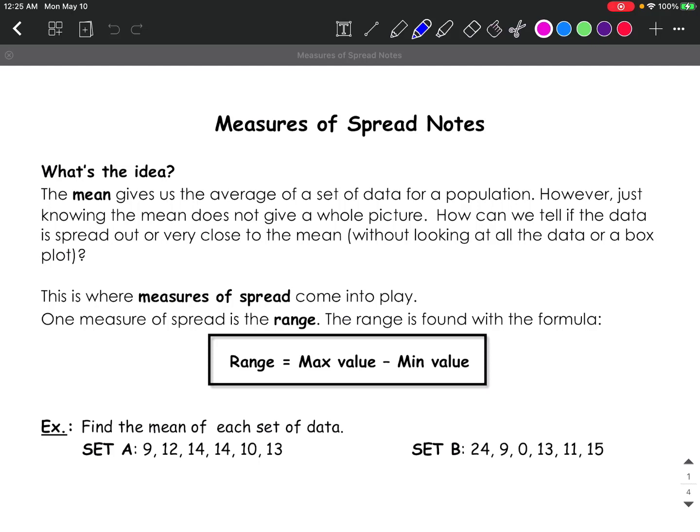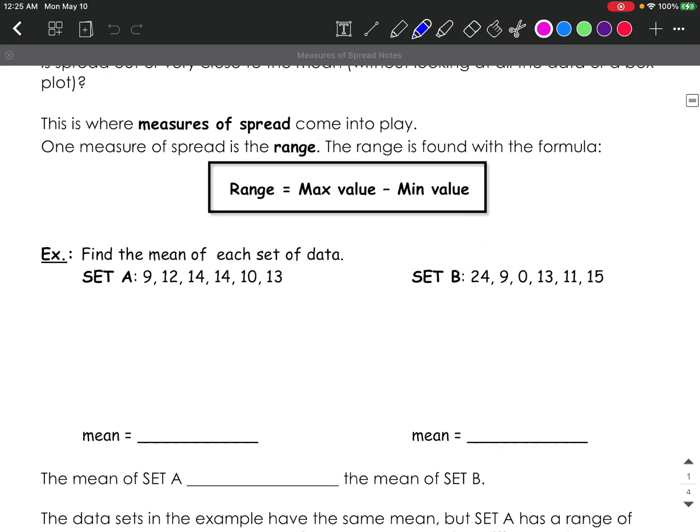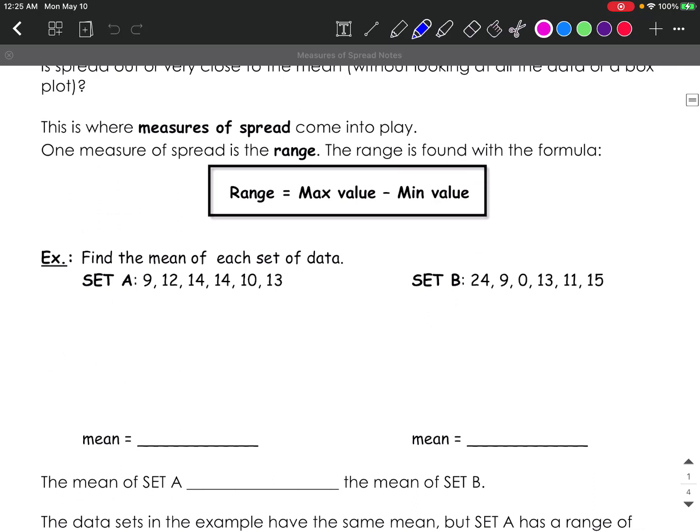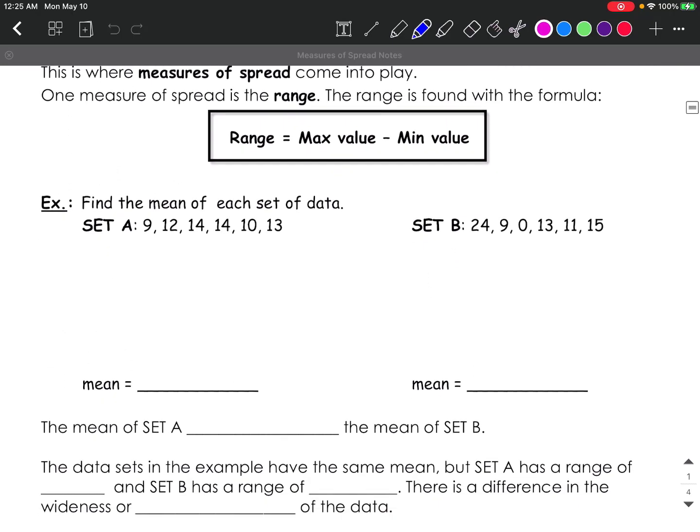One of the measures of spread is called the range, and the range is found by the formula max value minus min value. So the range of the values is just the highest minus the lowest. So let's look at two different sets of data. Let's find the mean for each of these. So we're going to find the mean for set A.